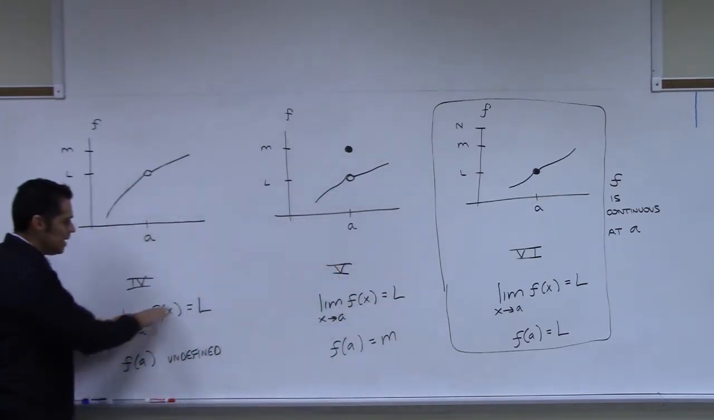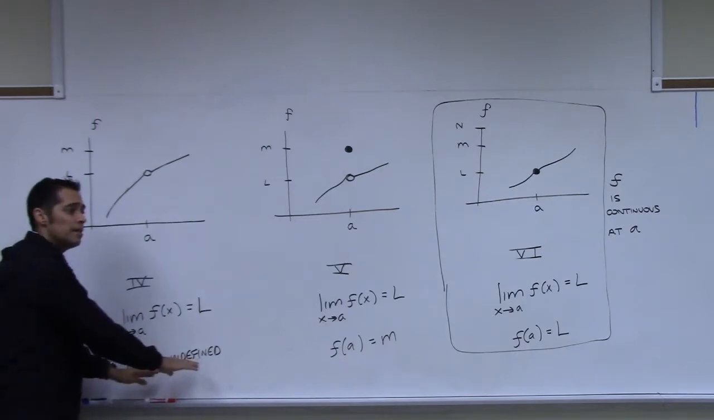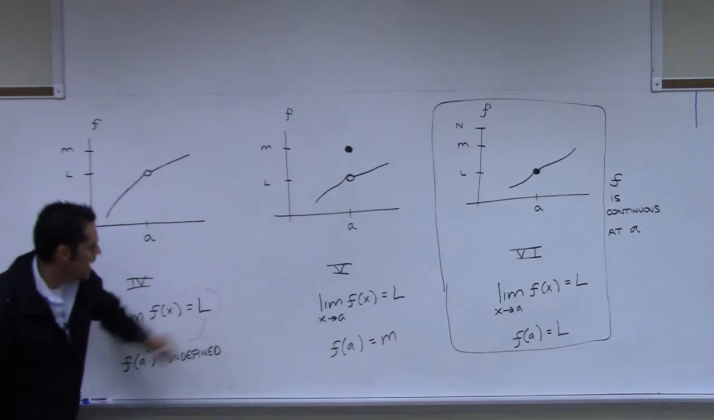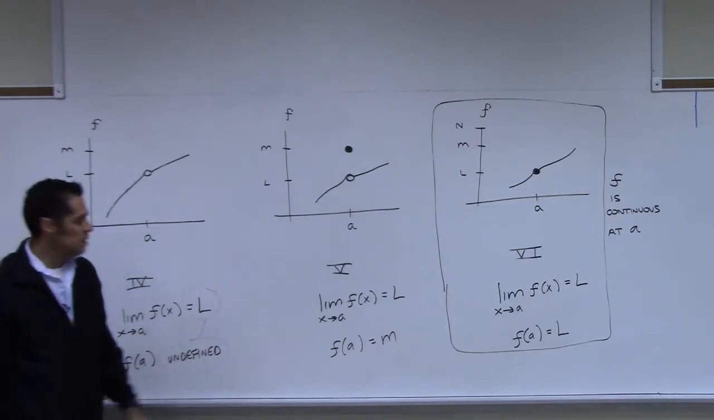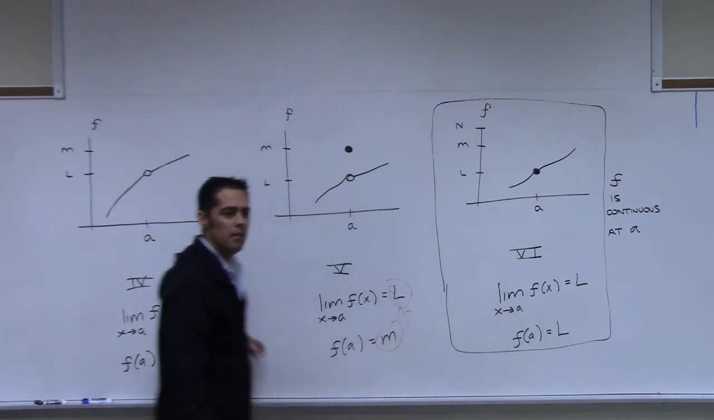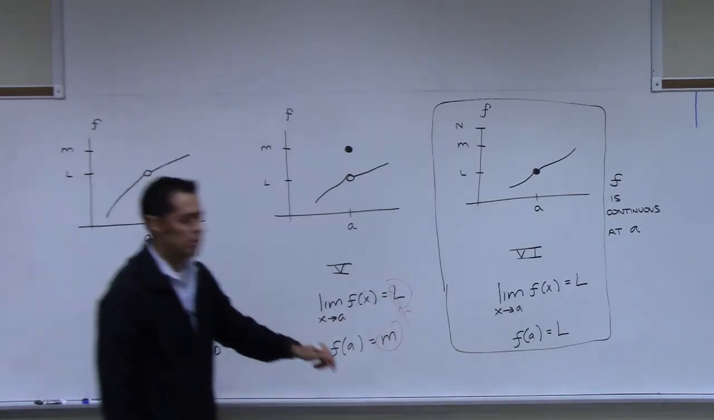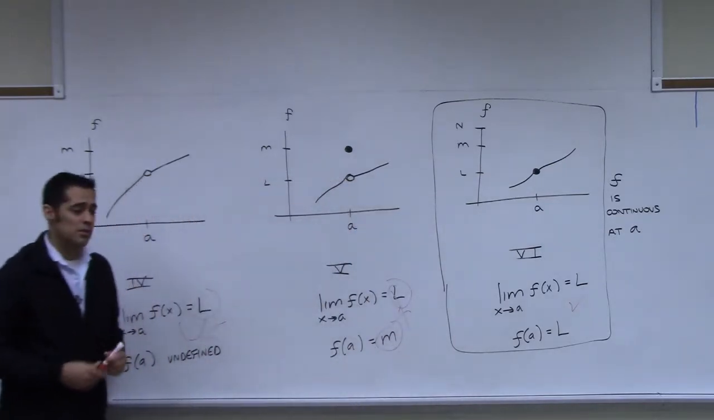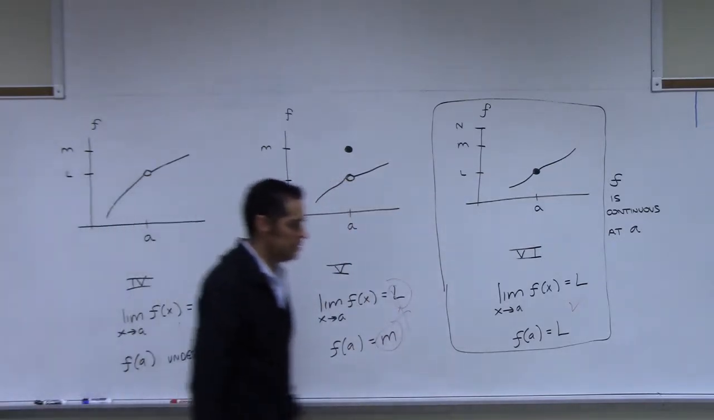Here, the limit exists and the function is undefined. You need these two to match each other for it to be continuous. This and this have to match. They don't here, and they don't here, but over there they do. These two match. Understand? So that is the definition of continuity, and I'm going to write it down now.